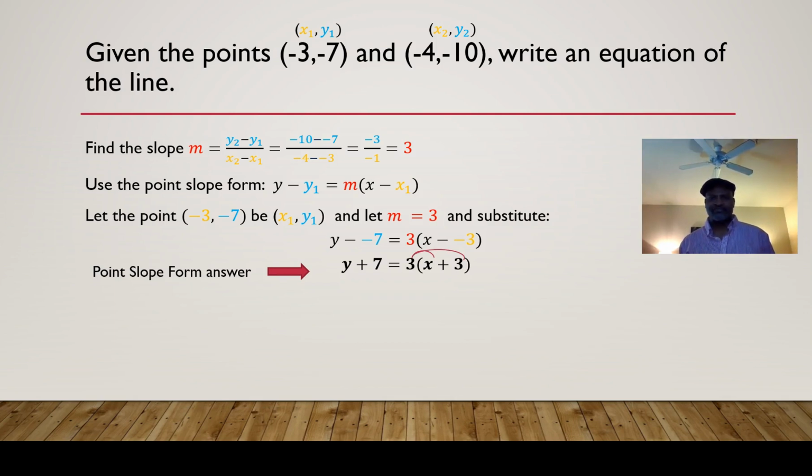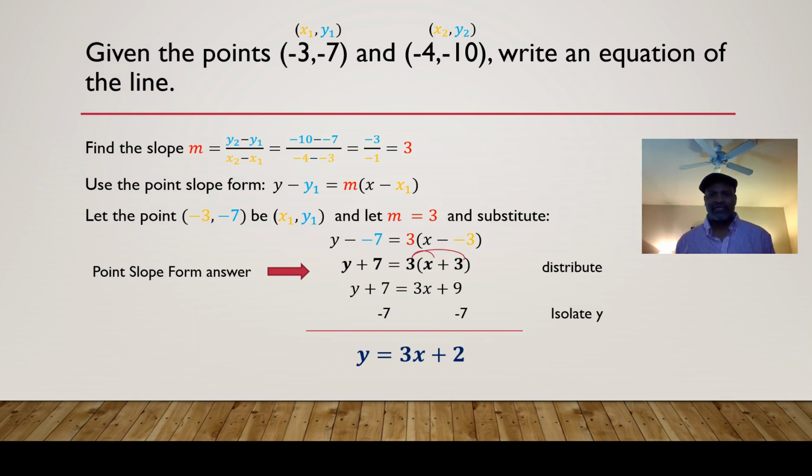So we need our distributive property on the right. Go ahead and distribute that 3, and you get 3x plus 9 on the right. And let's subtract 7 from both sides to isolate the y. We end up with y equals 3x plus 2. And that is your slope-intercept form answer.